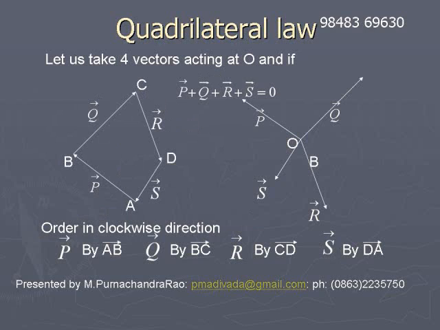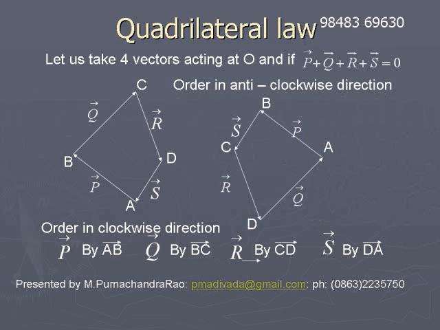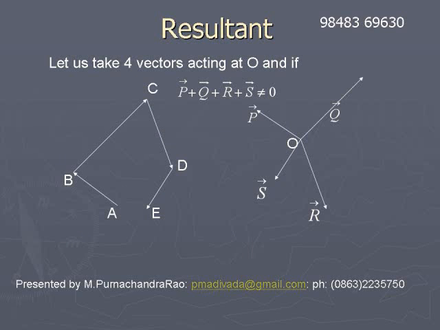This figure represents the order in clockwise direction. Here P bar is represented by AB bar, Q bar by BC bar, R bar by CD bar and S bar by DA bar. So a closed polygon is formed. Here the order is clockwise direction. Q is taken after P, R after Q, S after R. The order is PQRS. In the previous case, the order is PSRQ. In this case, the order is PQRS.